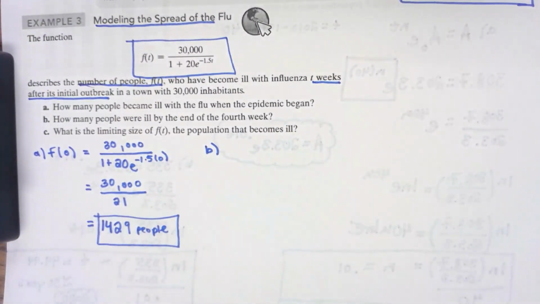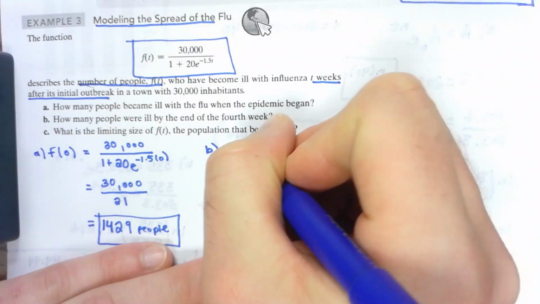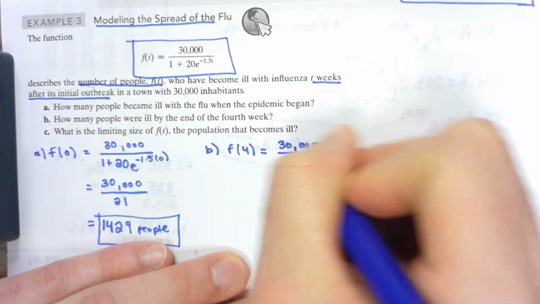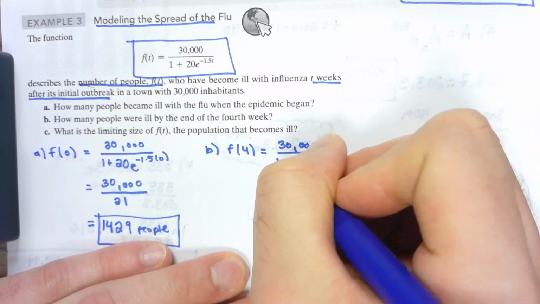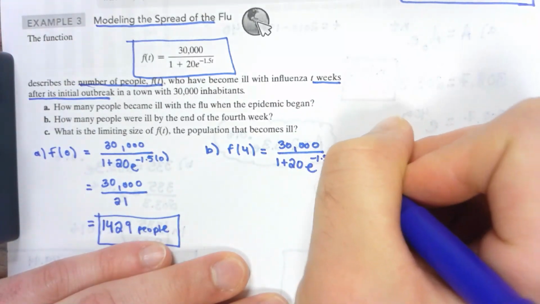Part B, how many people were ill after the 4th week? So we're going to plug in 4. In this case, I'm going to basically just plug everything into the calculator. So 30,000 over 1 plus 20, e to the power of negative 1.5 times 4.